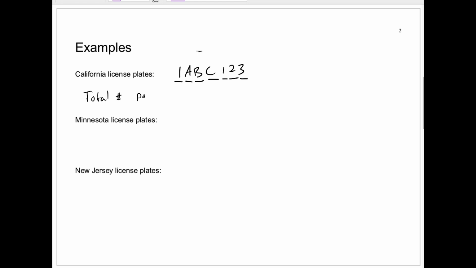Total number of possible plates of this form would be 10 times 26 times 26 times 26 times 10 times 10 times 10. And the common way we'll write that, of course, will be 10 to the fourth times 26 cubed. When we're talking about answering questions on a quiz or something like that, this will be the form you'll want to leave your answer. Again, it's perfectly easy to understand. There's no need to multiply that out.